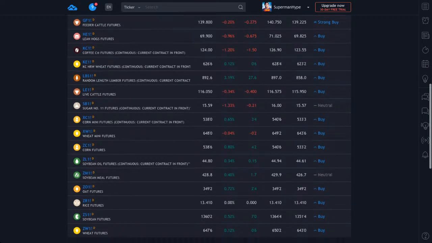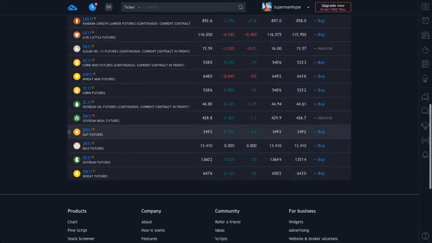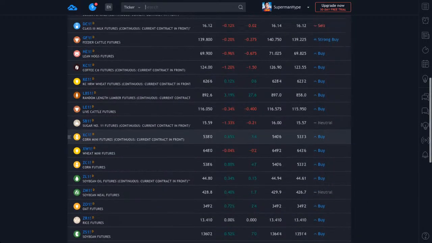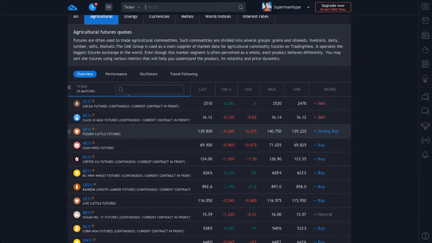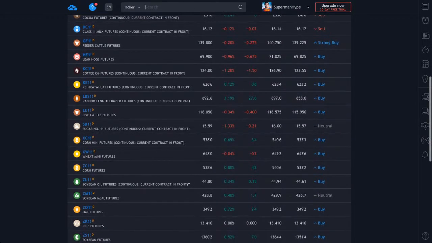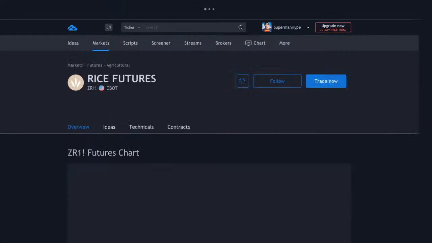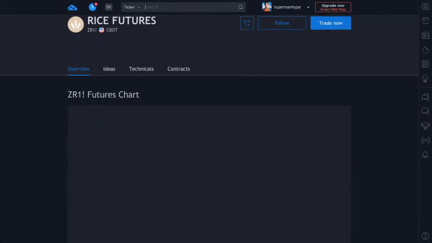And you can see all the different prices. You've got corn, sugar, live cattle futures. There's a whole ton of stuff. Soya beans, which is well known. Soybean futures, wheat futures, corn futures. So there's all these things that you can look at. Let's have a look at rice futures, shall we? We'll have a look at that. So we're going to have a brief look at rice futures.